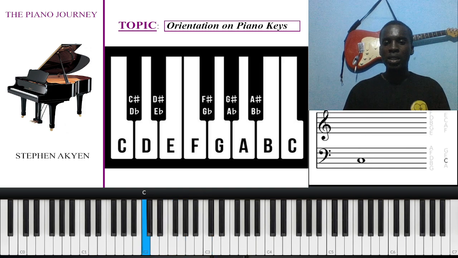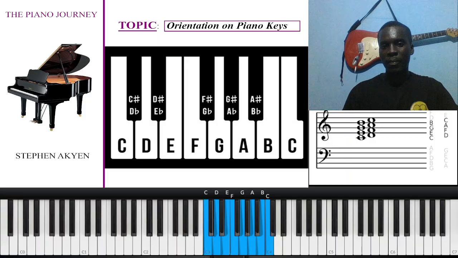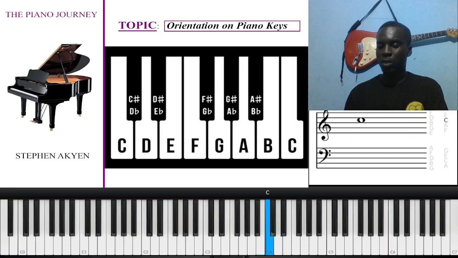So from C to C, okay? Now you get from C to C. So meaning from here to here, all this is the same as from here to here. Now from here to here is also the same as from here to here. Alright. So it's a simple unit which has been repeated to form a longer unit.